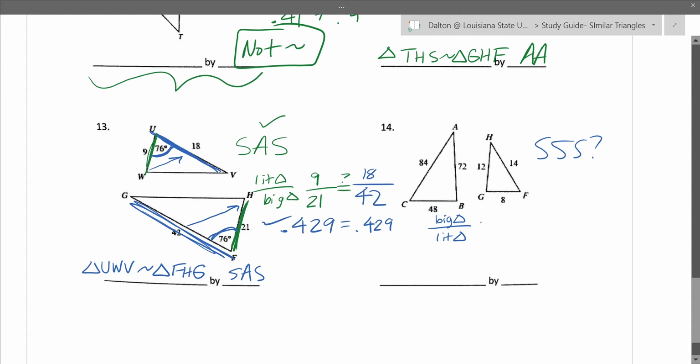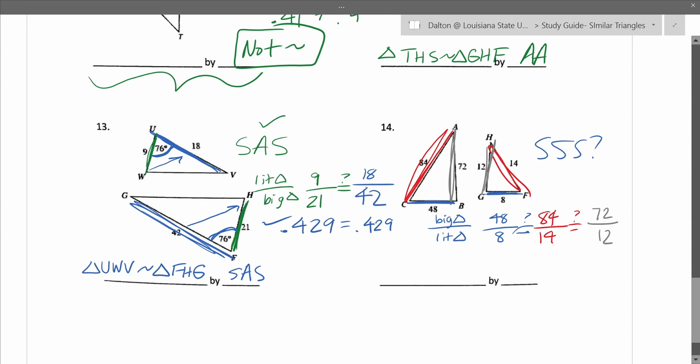Okay, so give me one of the big triangle side lengths. Let's just go with the smallest for now. So the smallest side length in the big triangle is 48. So it must correspond with the smallest in the little one, which is 8. I want to know, does that ratio equal, the biggest side length is 84 in the big triangle, so it must correspond to 14. And does that ratio equal the third, which has to be 72 over 12?